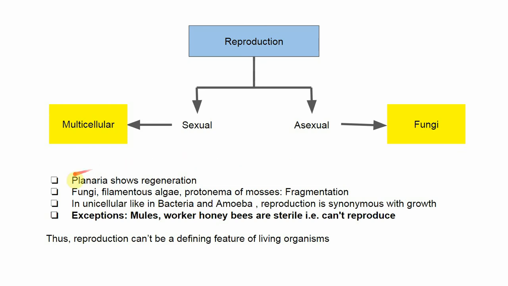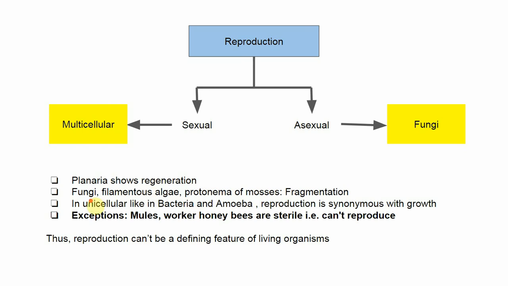Now we also see there are some peculiarities. For example, regeneration. Regeneration is the ability to regrow lost body parts, which is observed in the case of planaria. Planaria, as we all know, comes under the phylum Platyhelminthes. Now, fragmentation is also a mode of reproduction, which we observe in the case of the protonema of mosses, fungi, and also filamentous algae.